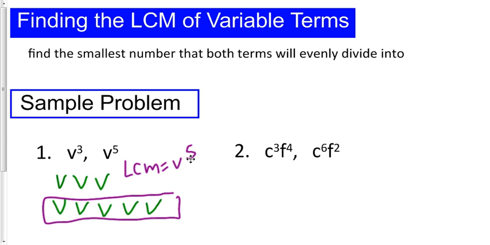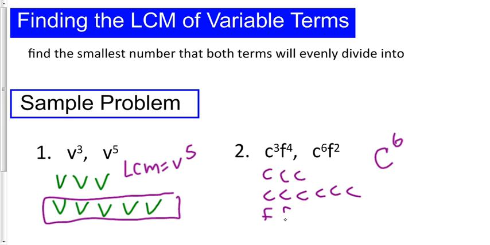Let's look at c to the third, f to the fourth, c to the sixth, f squared. Again, let's try to think about these things. Well, what's the smallest thing that c to the third and c to the sixth will divide into? Well, c to the sixth can't fit into c to the third, but c to the third can divide evenly into c to the sixth. So I can see that c to the sixth will be part of my LCM.